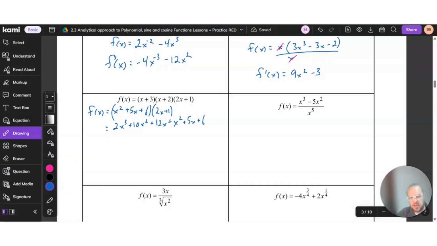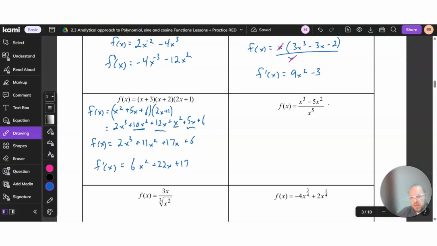And then, of course, combine your like terms. We've got only the 2x cubed, but we can combine the x squareds to give me plus 11x squared. We can combine the x's to give me plus 17x, and then plus 6. Once I've got it into that polynomial form, I can find the derivative nice and easy. So 6x squared, because again, the 3 just comes down, subtract 1. 2 comes down, so plus 22x, and then plus 17. So the key here is really that the legwork is making it look like a polynomial-like function. Once we've done that, it's super easy.